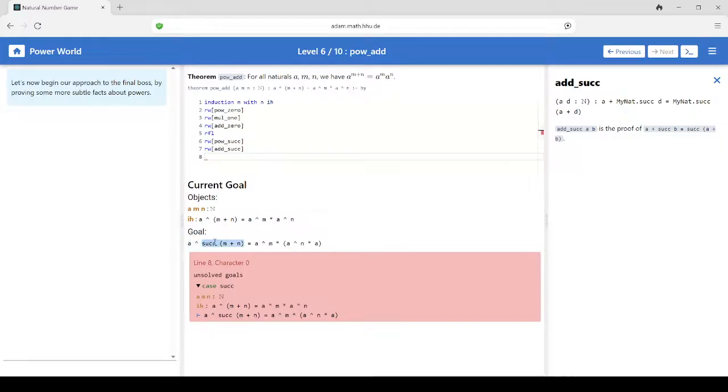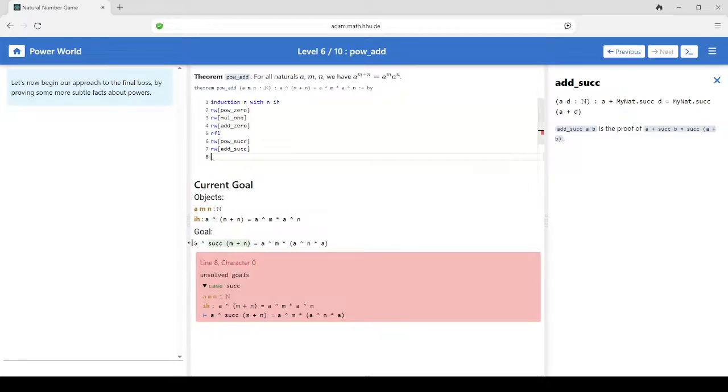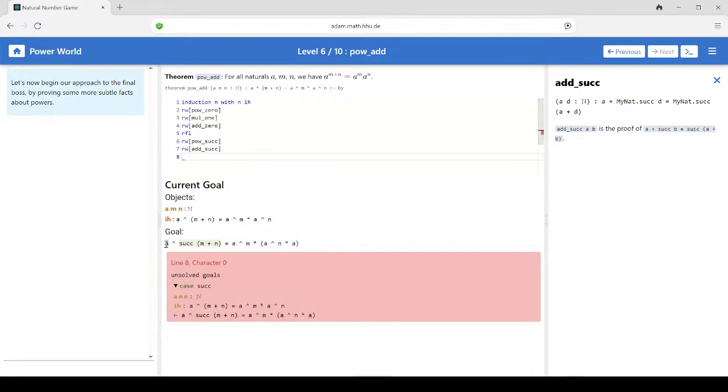Anything I can do with this now? The successor of m plus n. The number that comes after m plus n. How do I get you out of the way? I want to get this to look like this, but I cannot figure out how.